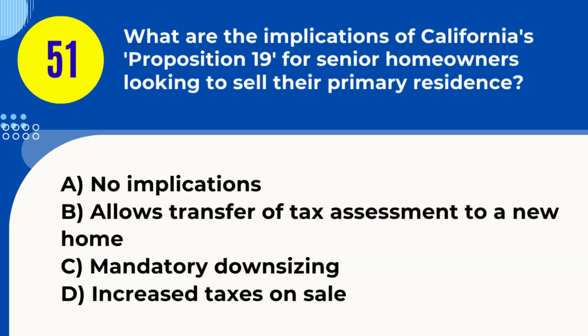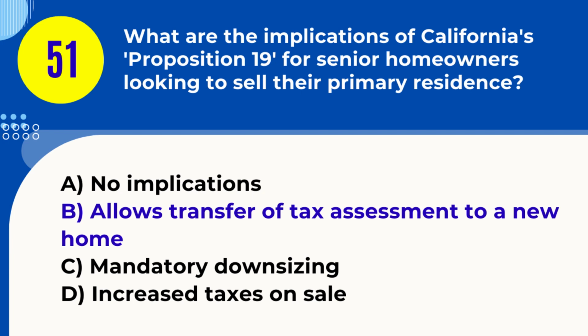Question 51. What are the implications of California's Proposition 19 for senior homeowners looking to sell their primary residence? A. No implications. B. Allows transfer of tax assessment to a new home. C. Mandatory downsizing. D. Increased taxes on sale.